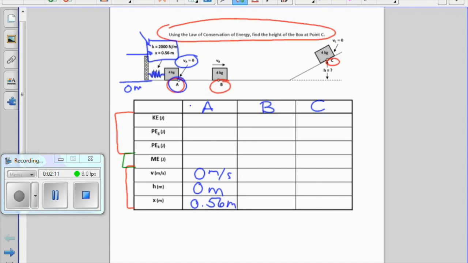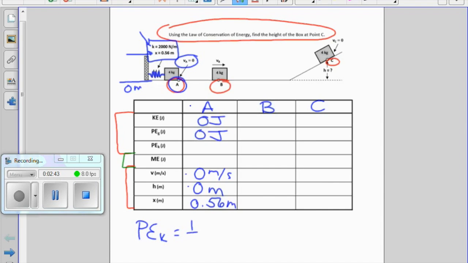So now I can solve for my different types of energy. If I have no velocity here, then I cannot possibly have kinetic energy. This is going to be 0 joules. If I have no height, I can't have any gravitational potential energy. So this is going to be 0 joules. If I have a compressed spring, then I absolutely do have elastic potential energy. So I'm going to solve for that down here in the work area.